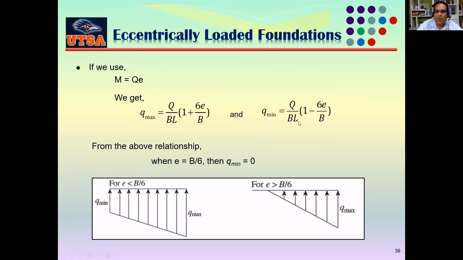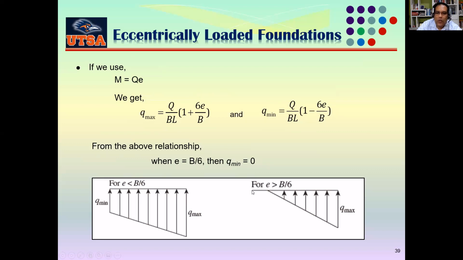So what you see from here, you can see again, like what I said earlier, that if you plug that one here, Q minimum is 0, and solve for your E, then basically you will get E equal to B by 6. Okay, so when your E is equal to B by 6, then this one will be 0 and this one will be Q max.